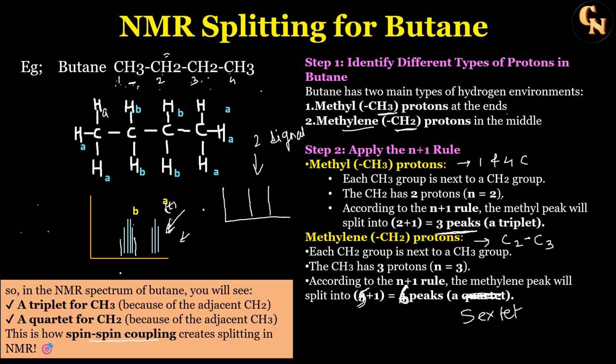So depending on adjacent protons, they will be split. If there are two protons, they will split as a triplet. If there are five protons, they will split as a multiplet, which we write as a small m. Okay, so this is how the splitting takes place in NMR, and this is how the spectrum will look on the screen for NMR spectroscopy.